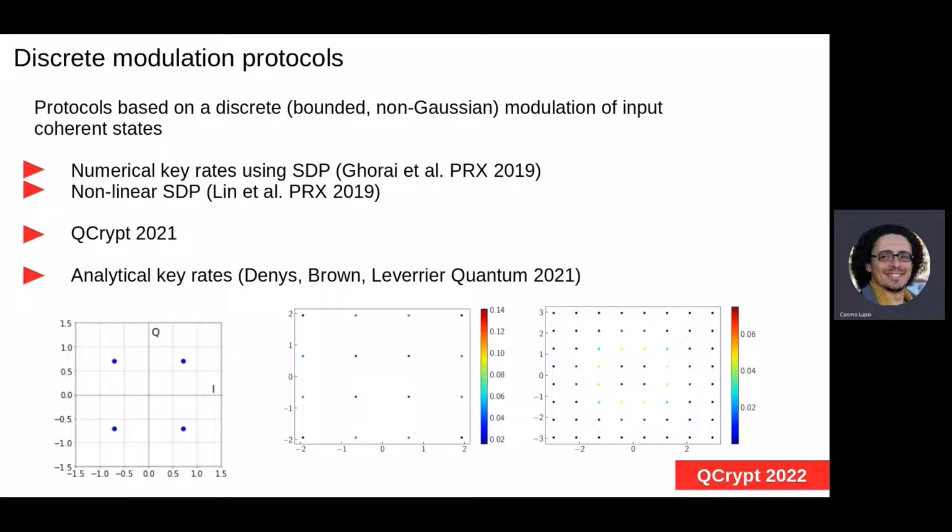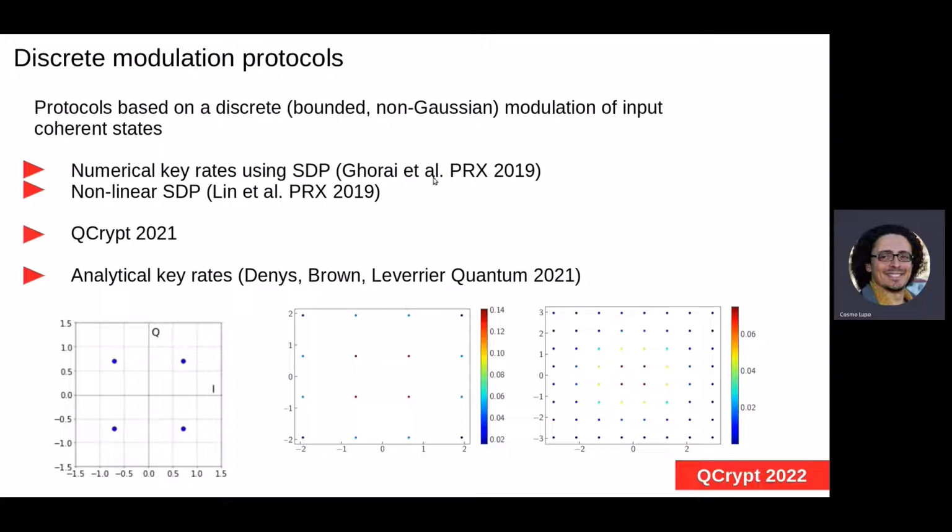A couple of important papers were published in 2019 by Gorai et al., and Leverrier, and by Lin and others, including Lutkenhaus. There was also related work presented at Qcrypt last year, and more recently, also last year, we had analytical estimation of the key rates, again done as a result of the group of Leverrier.